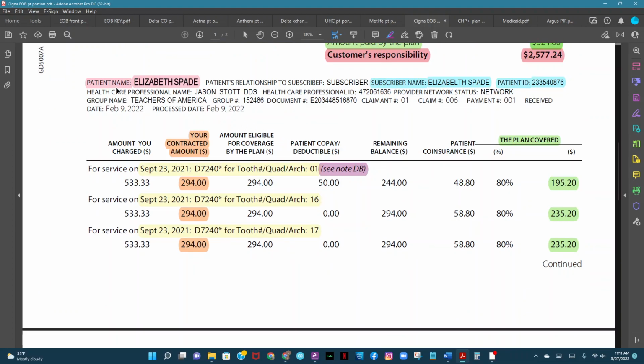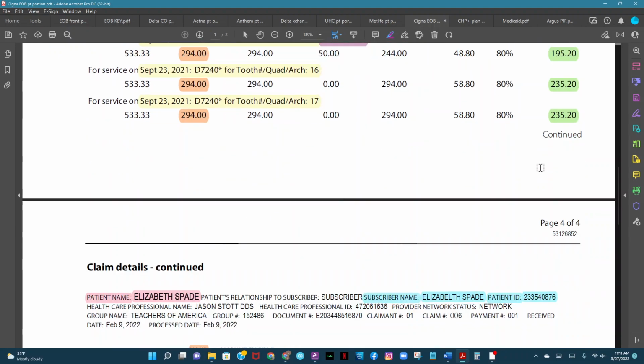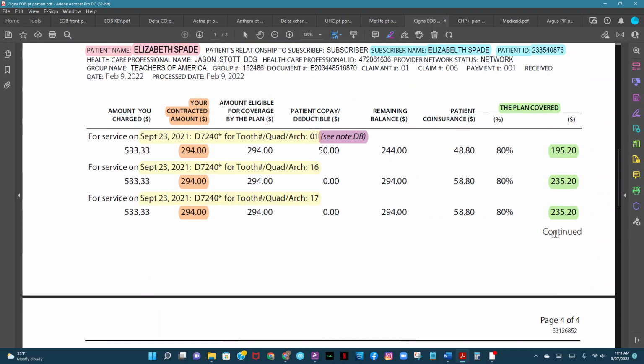Scrolling down to the next one here, patient name, we have Elizabeth Spade. Remember, there is no date of birth on this one. Subscriber name is Elizabeth Spade as well. We have the patient or member ID here. Date of service, September 23rd. Looks like we had some extractions done. Over here, we scroll down. As you can see, it says continued.